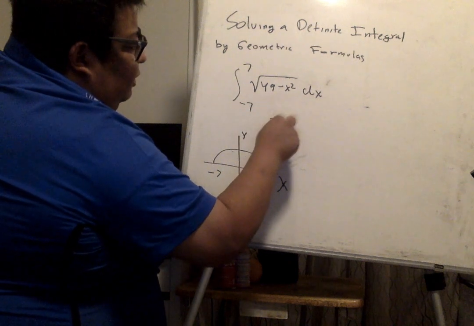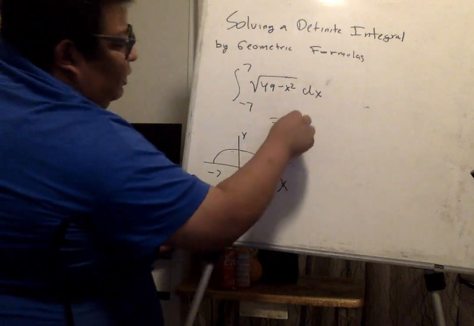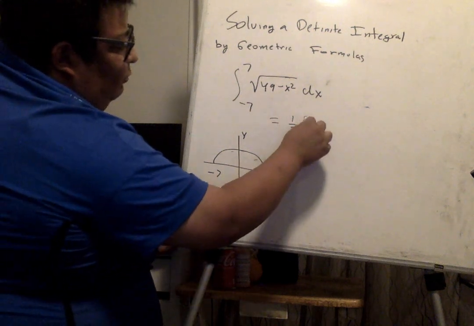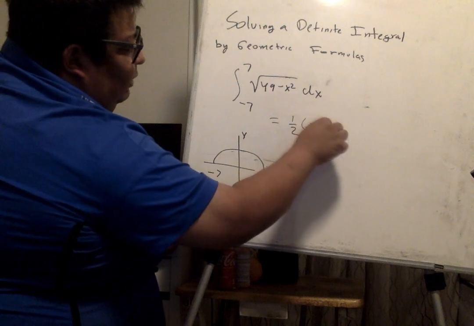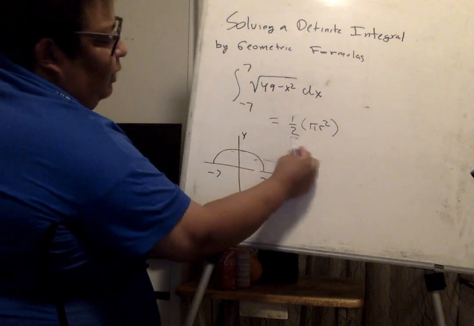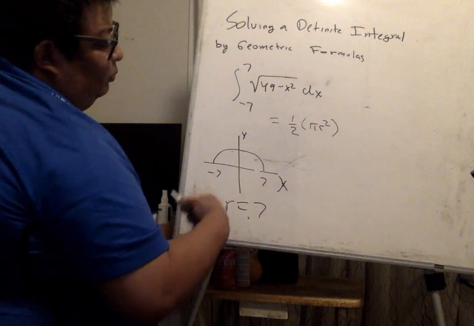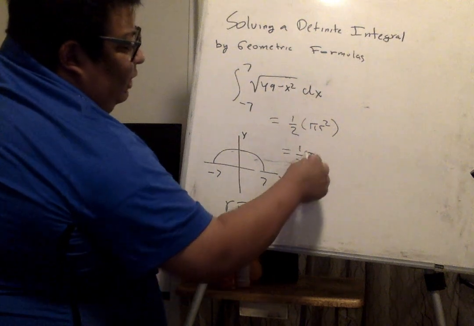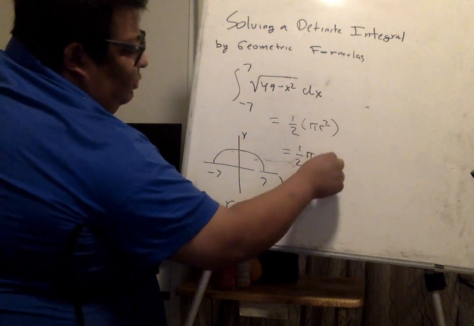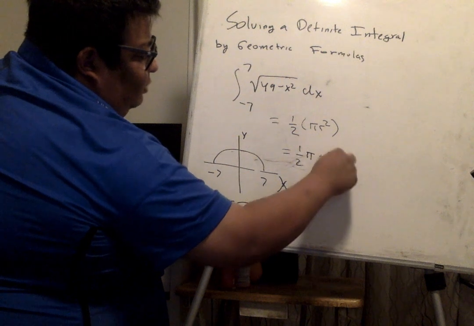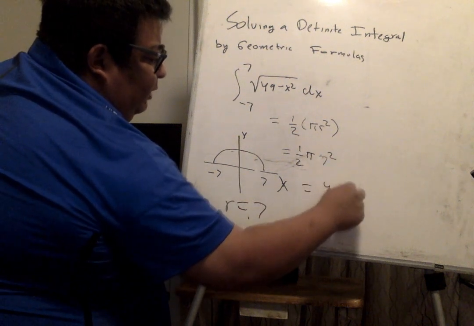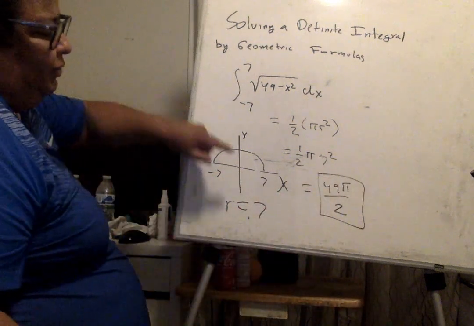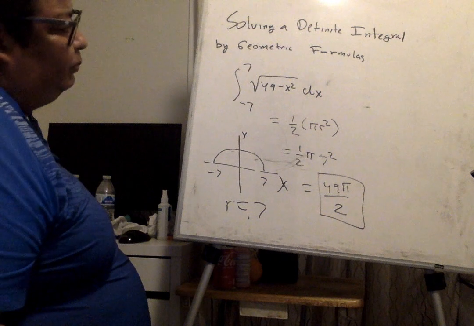But this is a semicircle, so we're gonna multiply by 1/2, because only 1/2, and we're gonna use the circle area formula, pi r squared. But remember, we only want 1/2 because this is a semicircle. So we do 1/2 pi r squared. R is 7, so we do 7 squared. That is equal to 49 pi over 2. And that's the answer. That's the area for this semicircle.